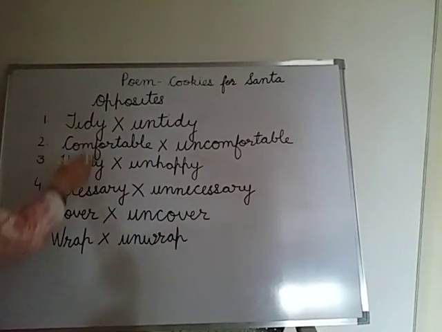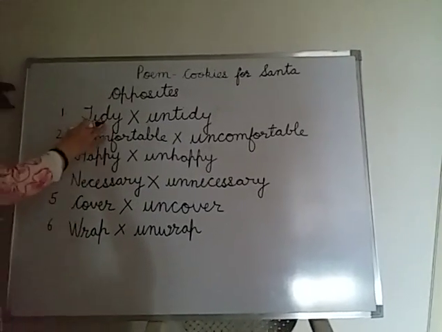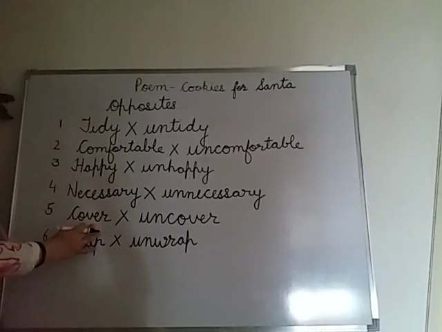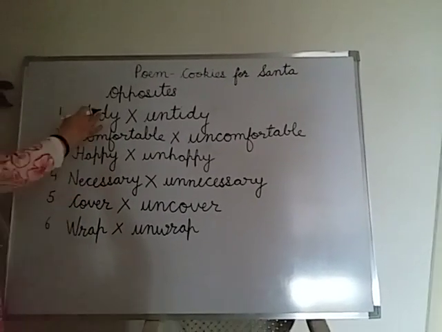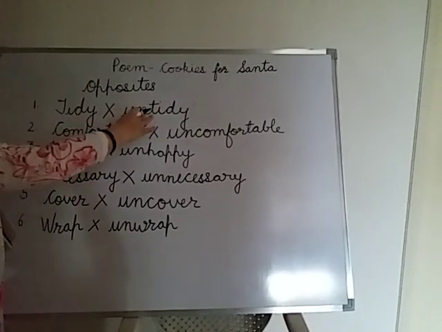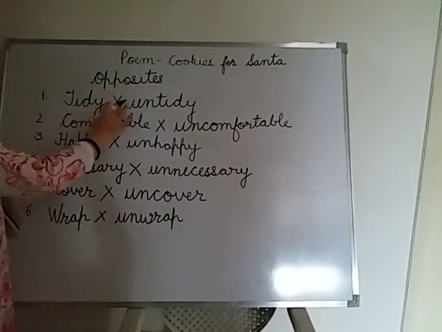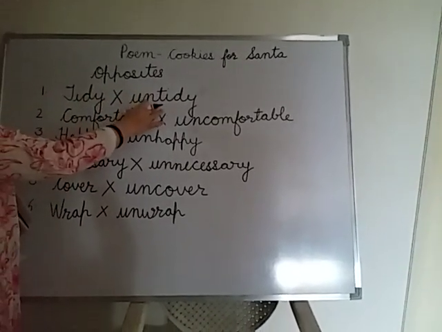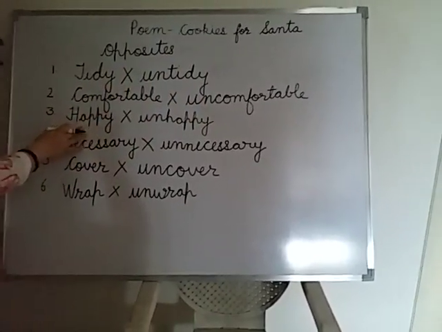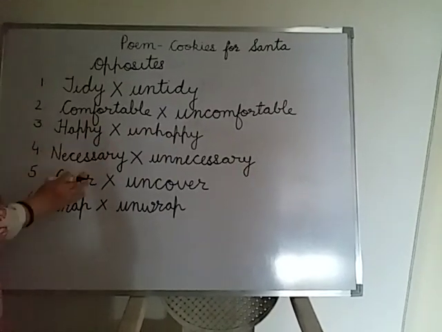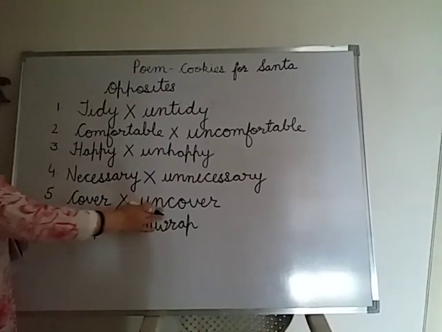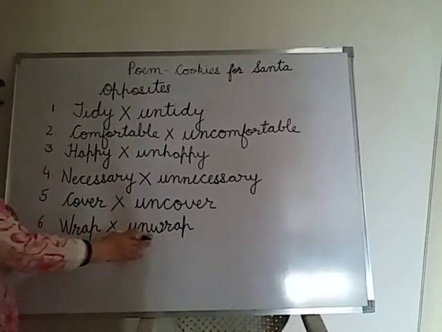Now students, you have seen these 6 words: tidy, comfortable, happy, necessary, cover, wrap. To make the opposite of all these words, you have added the prefix un. And now these words are opposites. Let's read with me. Tidy, untidy. Comfortable, uncomfortable. Happy, unhappy. Necessary, unnecessary. Cover, uncover. Wrap, unwrap.